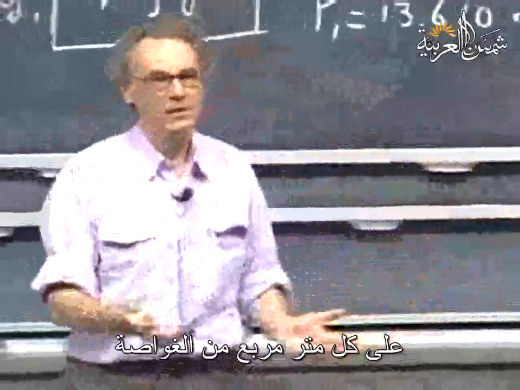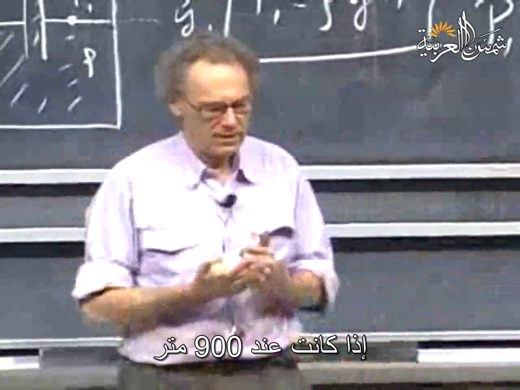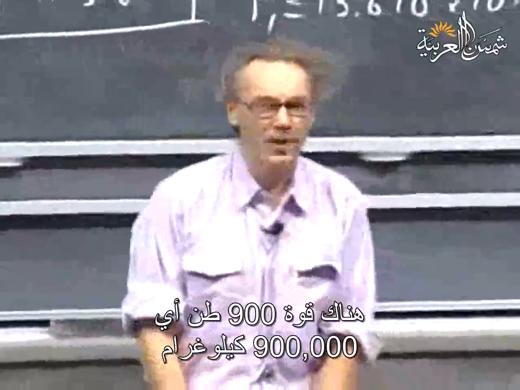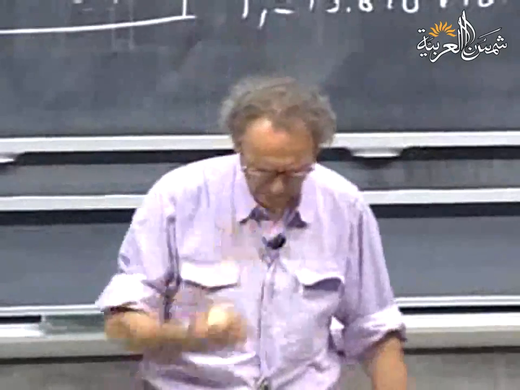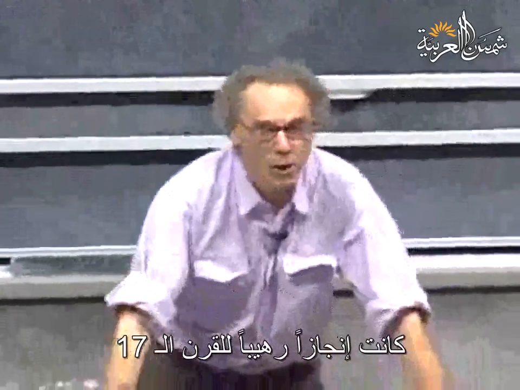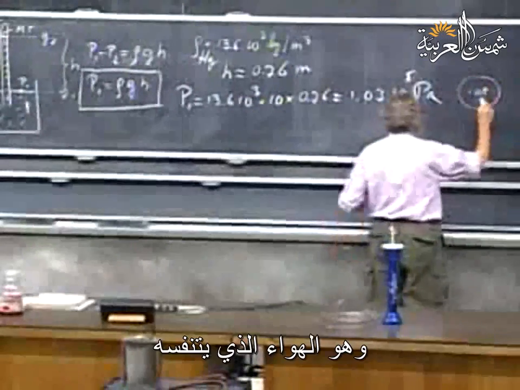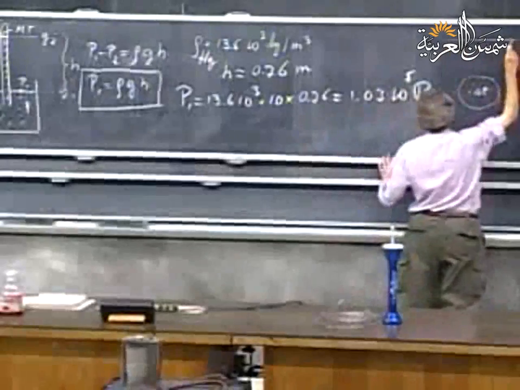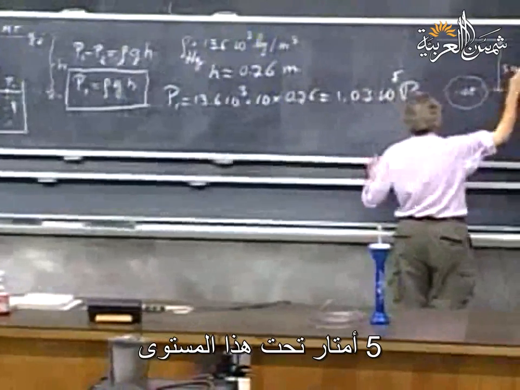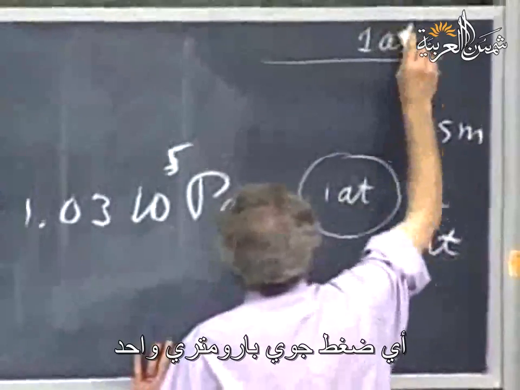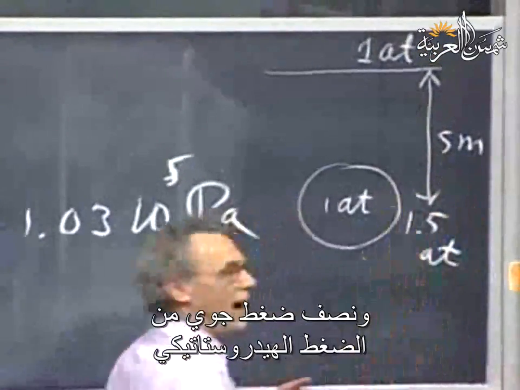On every square meter of that submarine, if it is at 900 meters, there is a force of 900 tons, 900,000 kilograms. Now, Van Drebel's submarine was an enormous accomplishment for the 17th century. Because how are you going to seal a vessel whereby the inside of the vessel is 1 atmosphere, that's the air that he was breathing, it's 5 meters below the level, and so the outside pressure is 1.5 atmosphere, namely 1 atmosphere barometric pressure and half an atmosphere from the hydrostatic pressure.